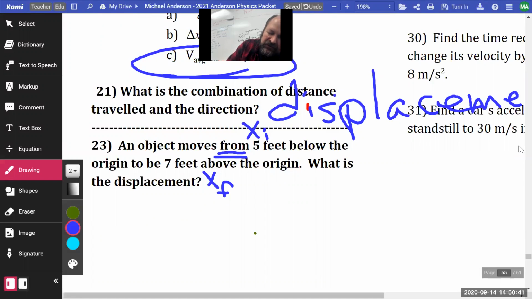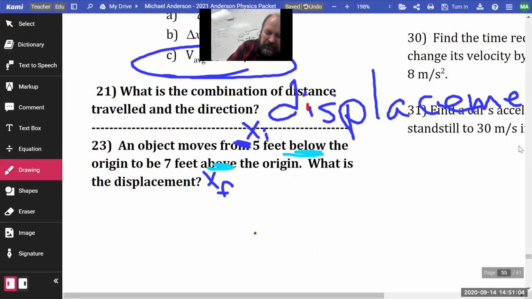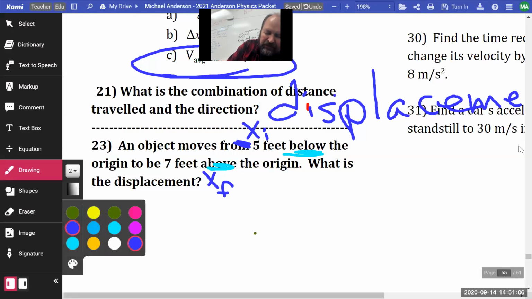But let's look at our positives and negatives. The 5 feet is below the origin. Below, so that means that the 5 feet should be negative. I'm going to put a really big, thick negative sign there. 7 feet above the origin, above, that would indicate that this is going to be a positive 7.